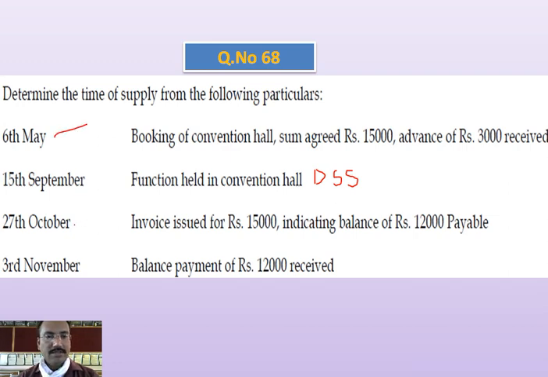And 27th October, invoice issued for rupees 15,000 indicating balance 12,000 rupees payable. So 12,000 rupees balance is payable because already 3,000 rupees paid. So remaining is the outstanding. The date of issue of invoice is 27th October. Next, 3rd November, date of payment of the remaining 12,000. So remaining 12,000, which date is it paid? It is paid on the 3rd.